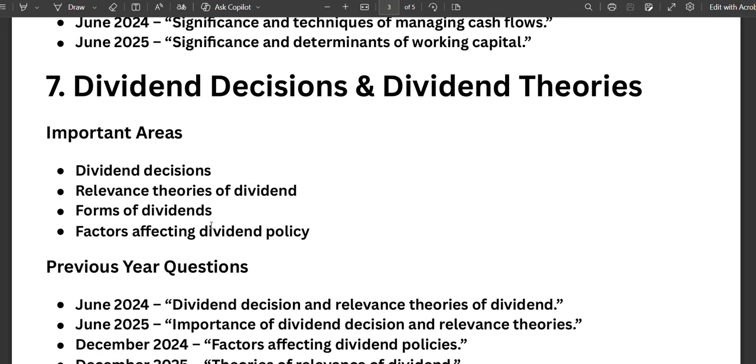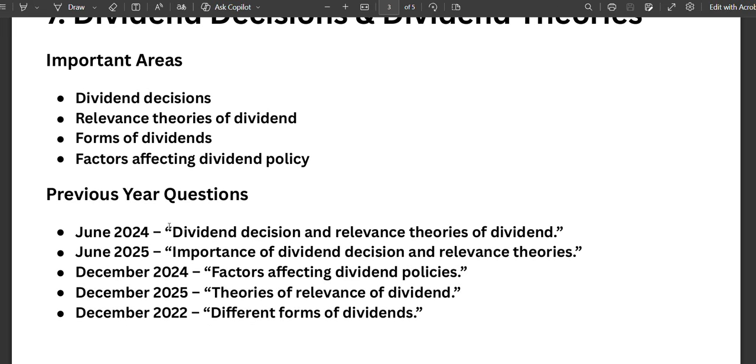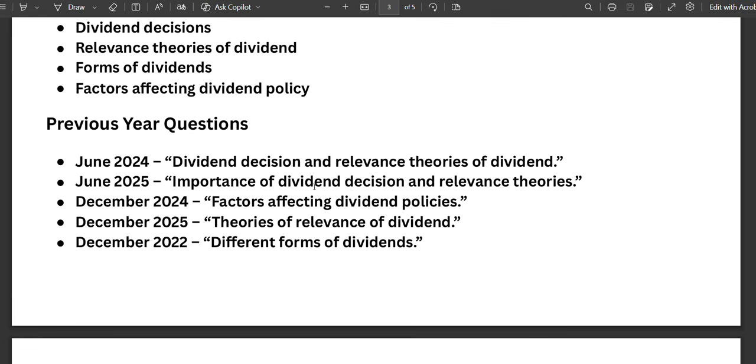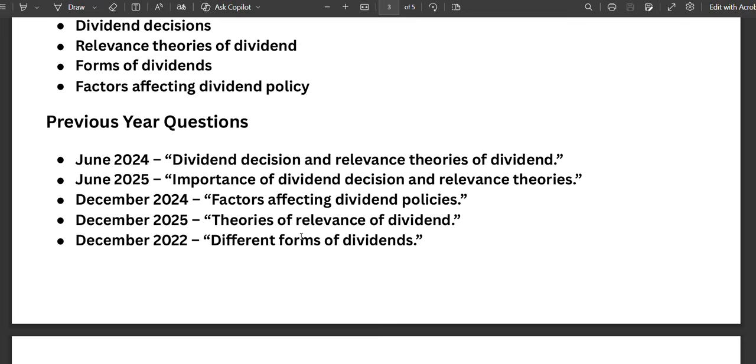The dividend decision and dividend theories are very much repeated questions in MMPC 014 financial management. The important areas here are the relevance theory of dividend, forms of dividends, and factors affecting dividend policy. Dividend theories are repeatedly asked in long answer format. The questions that have been asked are dividend decision and relevance theory of dividend, and importance of dividend decision and relevance theory. So the relevance theory and dividend decision have been asked multiple times.